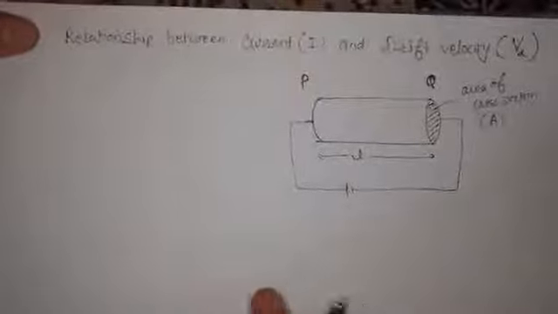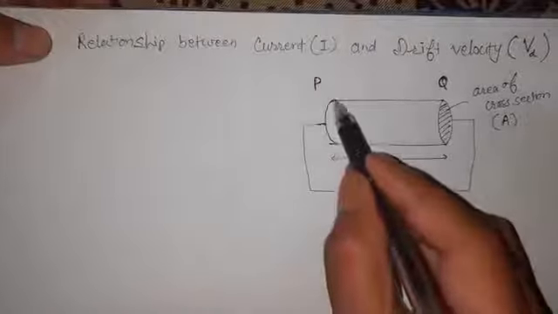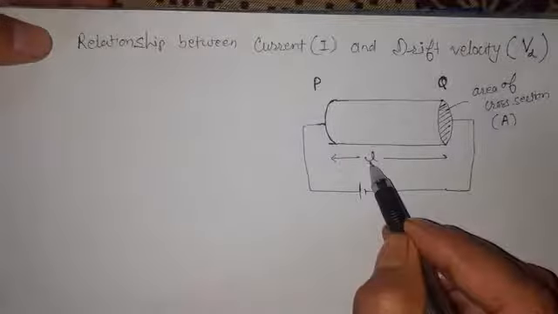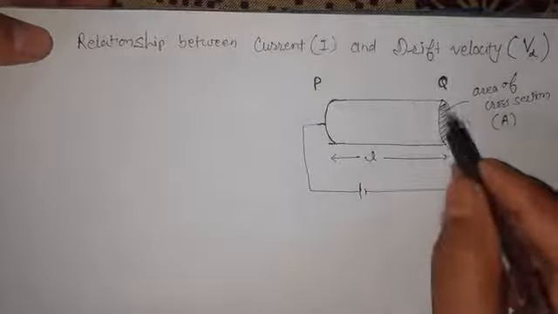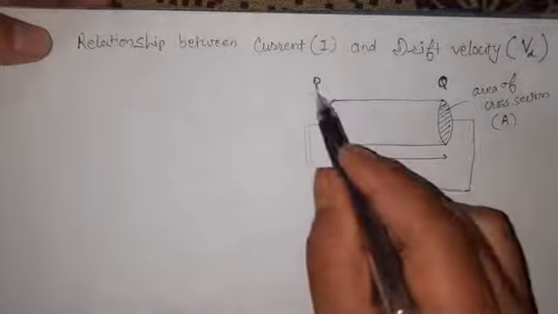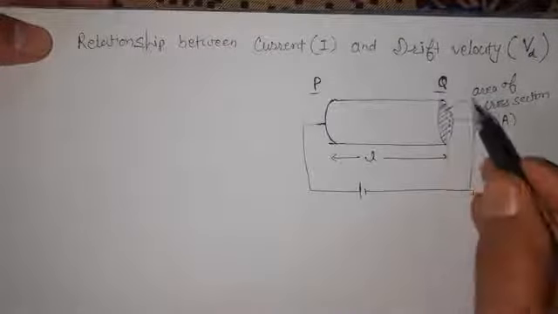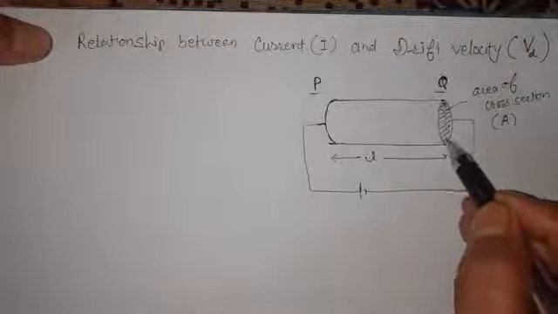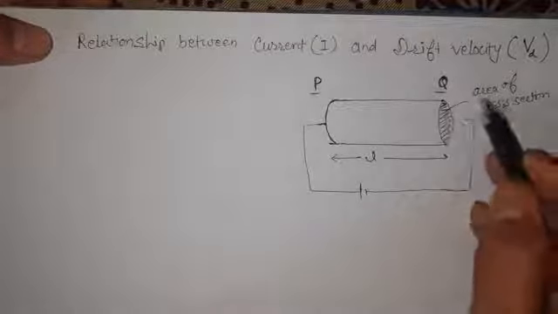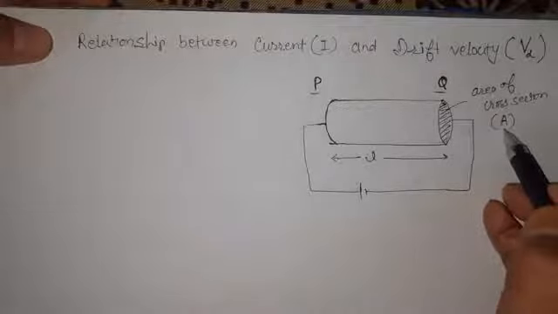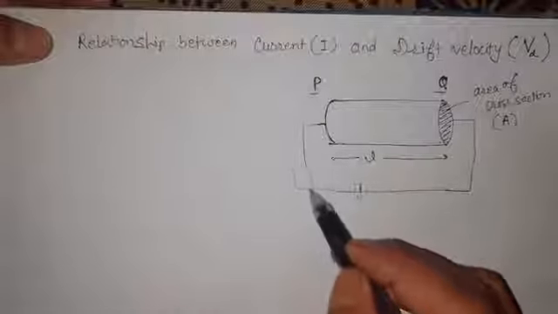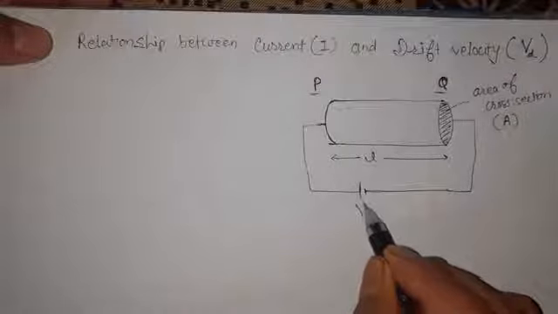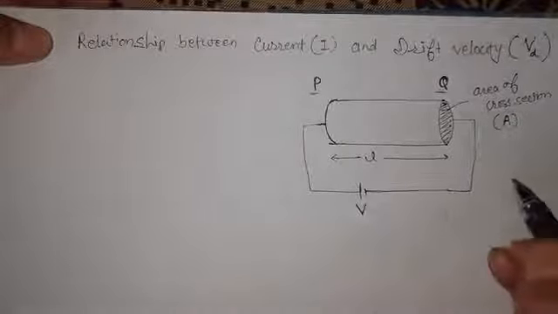For this purpose, students, I have considered a conductor, and the length of this conductor is L. This is a cylindrical conductor. This end is P, while this end is Q. Over here the cross-sectional area of this conductor is A, capital A. And we have connected it with a battery or cell which is maintaining a potential difference.